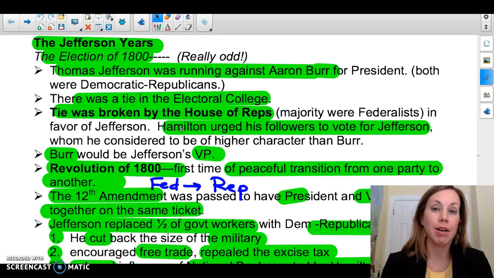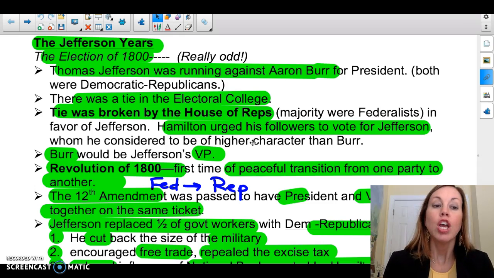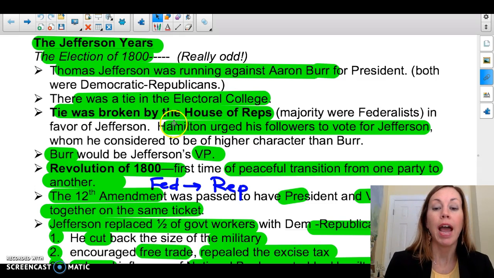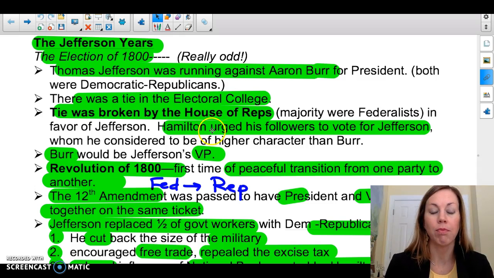Hamilton stands up in the House and urges his followers not to vote for Burr specifically. And he says he considers Jefferson to be of higher character than Burr. All right, so you need to know this about Hamilton. Hamilton does not like Aaron Burr. Jefferson and Burr don't really get along too well either, but Burr and Hamilton hate each other. Okay, there's a lot of spite there.